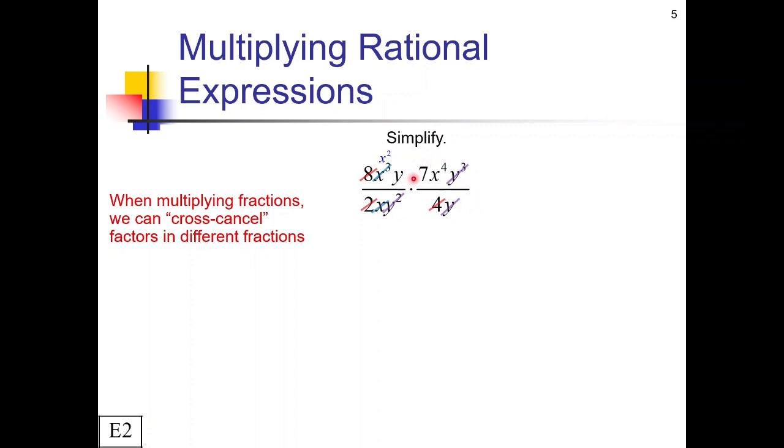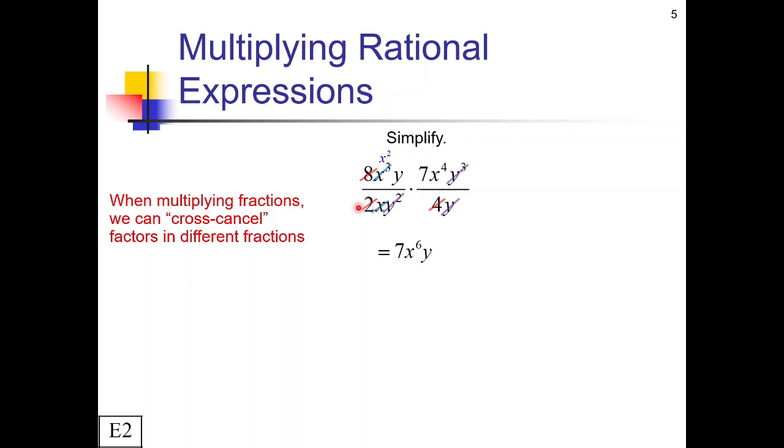I could have crossed off these y's instead, but I mean, pick a direction and go with it, right? After you've crossed off as much as you can legally, go through and multiply whatever's left over. So in the numerator, we have a 7, we have an x squared and an x to the 4th, which multiplies to x to the 6th, and all that's left besides that is this y up here.